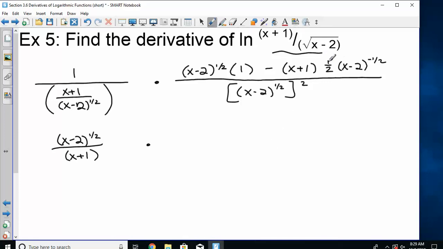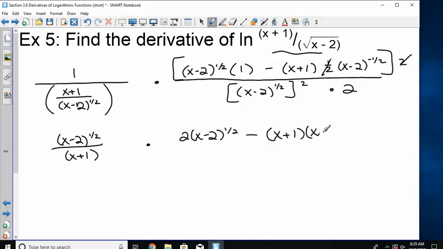In this term, can I leave that 1/2? So the best way to fix this is just multiply top and bottom by 2. So I would get a 2 times my x minus 2 to the 1/2 minus this 1/2 and 2 would drop. On the bottom, if you square that, you multiply those exponents, and that just turns into a 1.